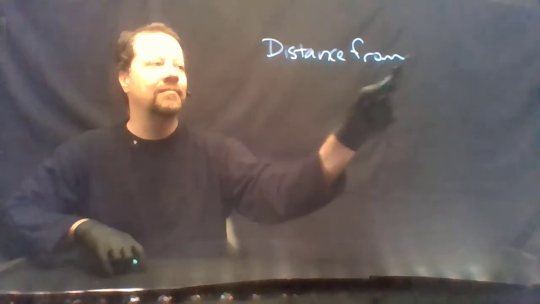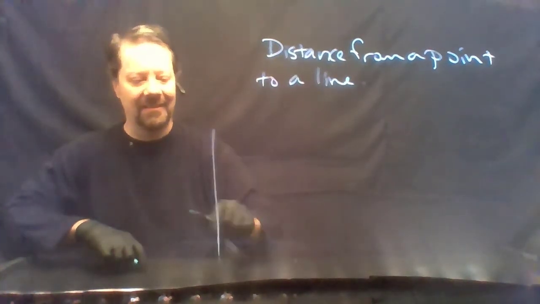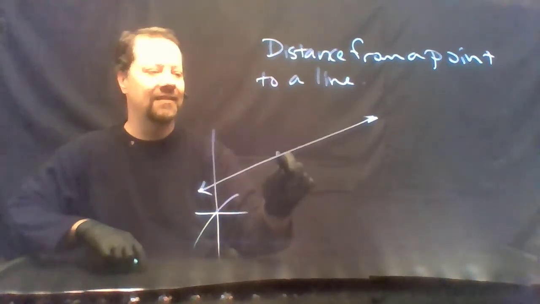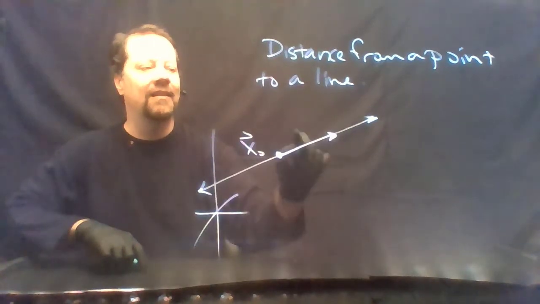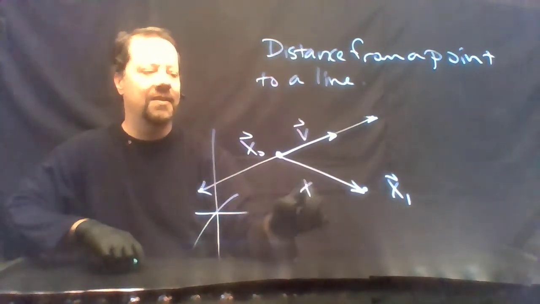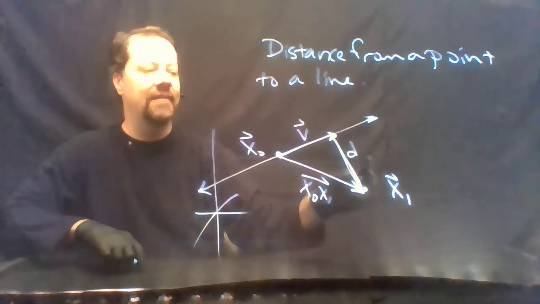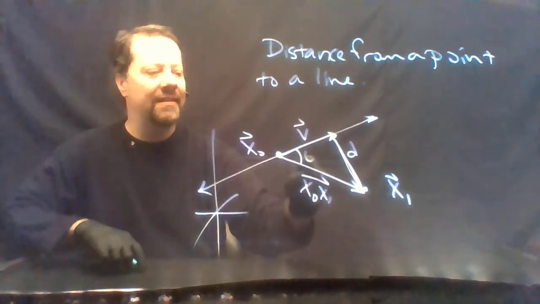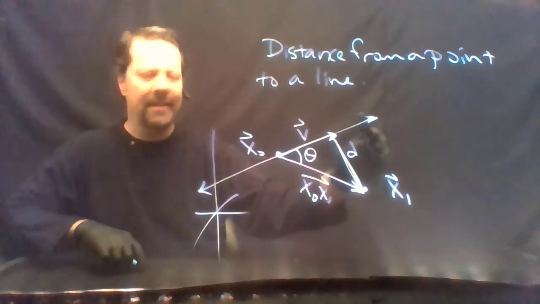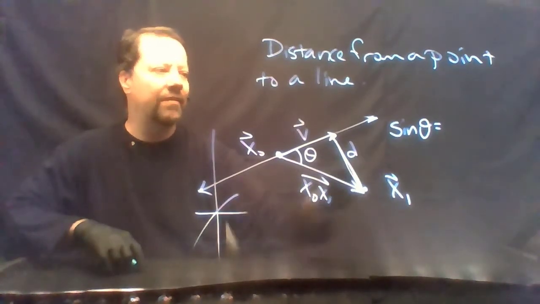However, there's an even easier way to calculate the distance from a point to a line. Here's your line. Here's your point x0 on the line. And there's your vector v in the direction of the line. Let's let this be the point x1. This is the vector x0x1. And this is the distance. The length of this side is the distance. Suppose that this angle is called theta. Then is it not true that the sine of theta will be opposite over hypotenuse?